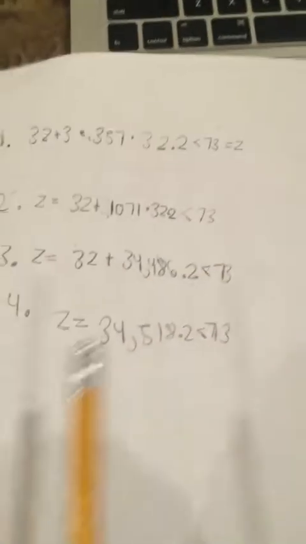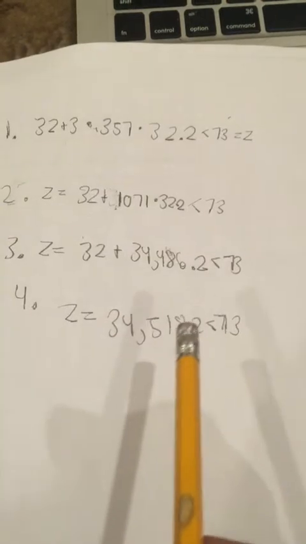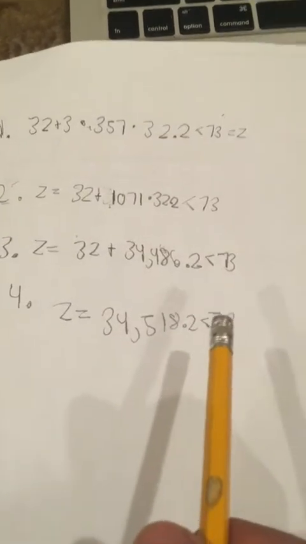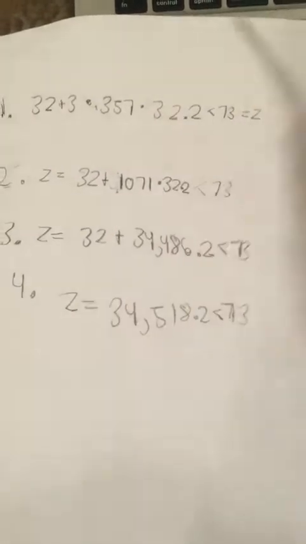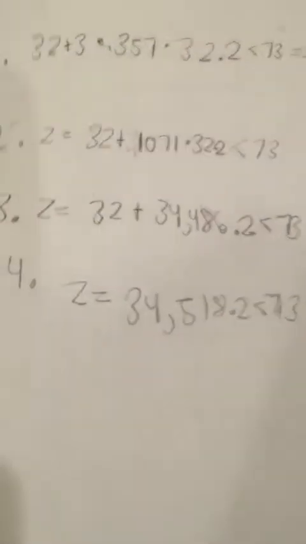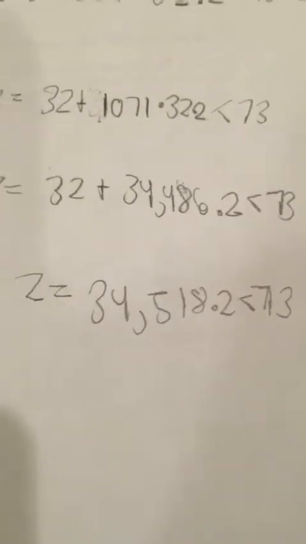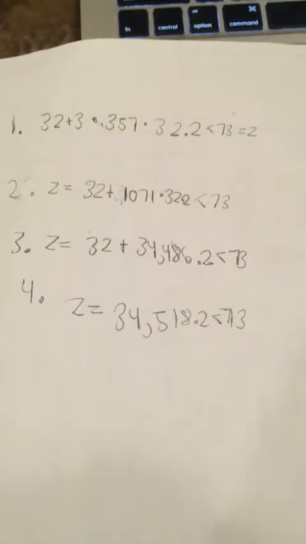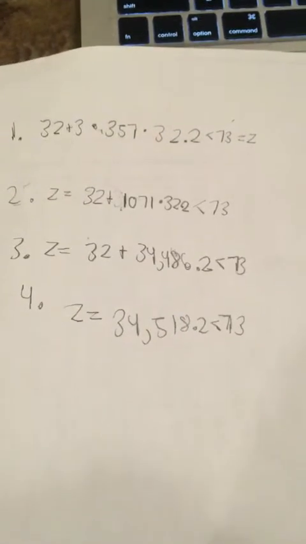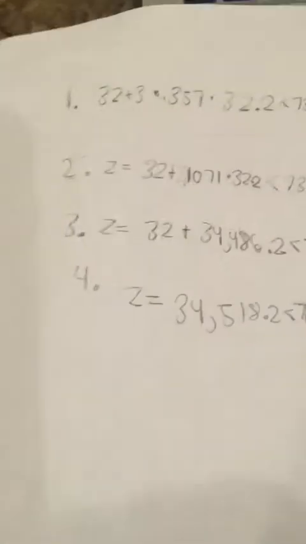So now, less than, obviously this 34,508.2 is not less than 73. And boolean z was not declared in the original question. So boolean z is false because 34,508.2 is not less than 73.